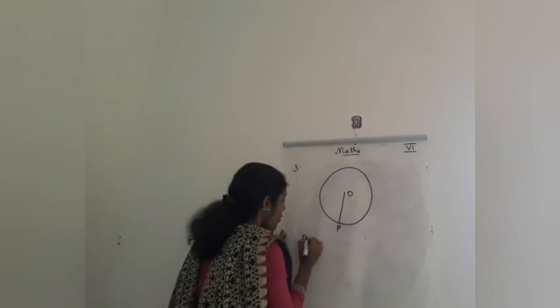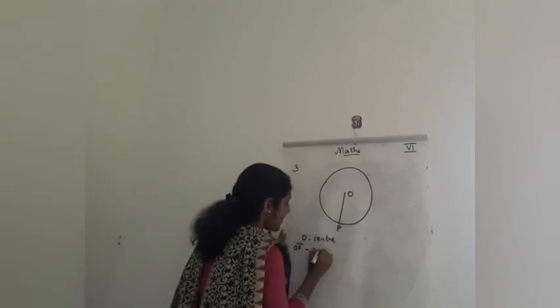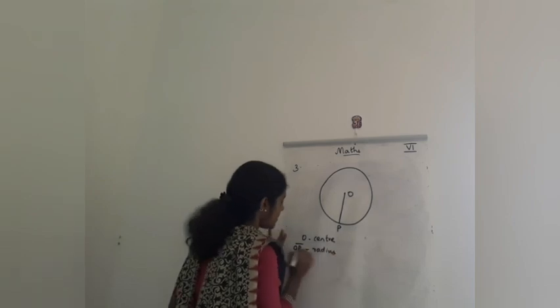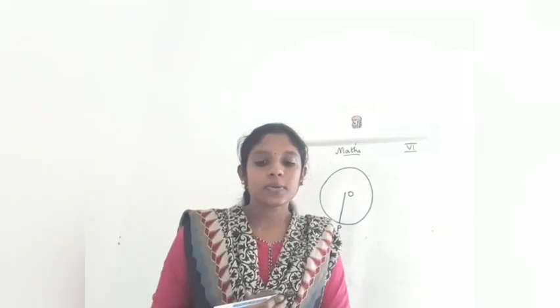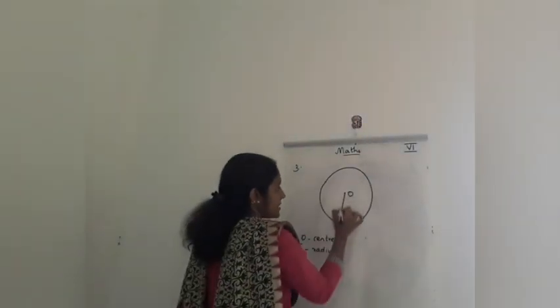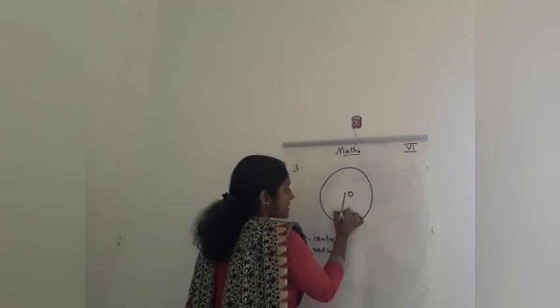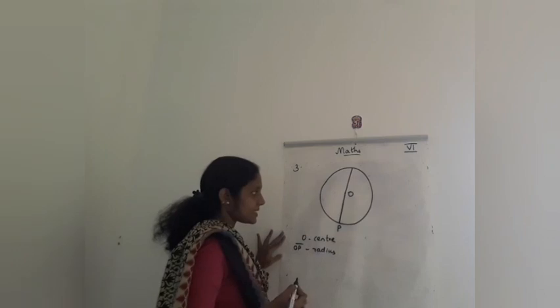So write O is the center, OP is the radius. Line segment OP, so I have put a line segment sign over OP. Third one is diameter. Diameter is a line segment which passes through the center and joins any two points on the circle. So like this I have drawn.